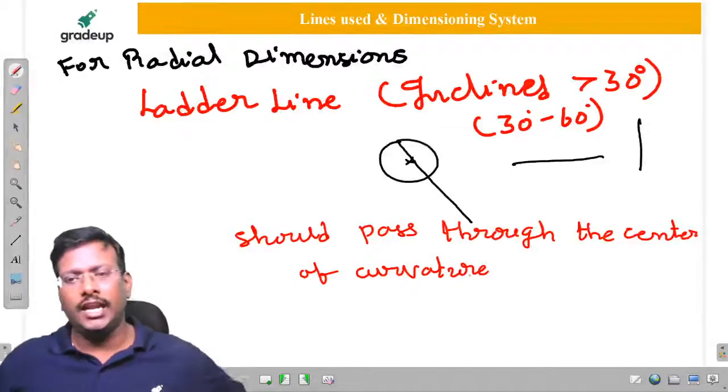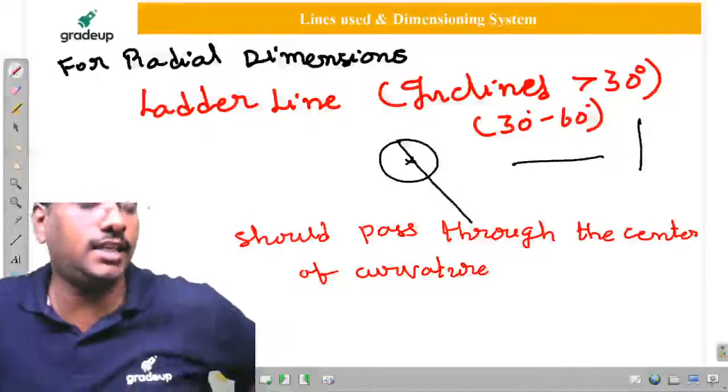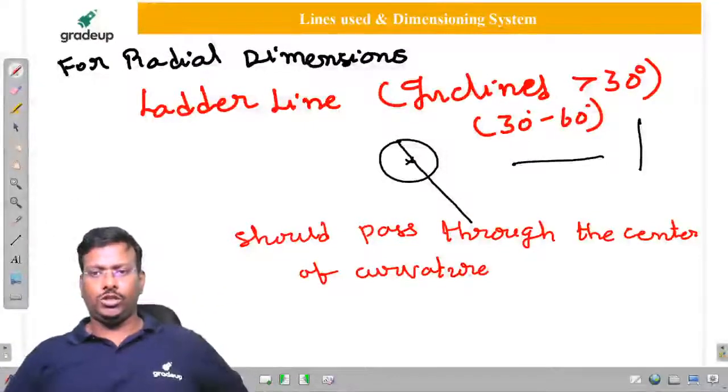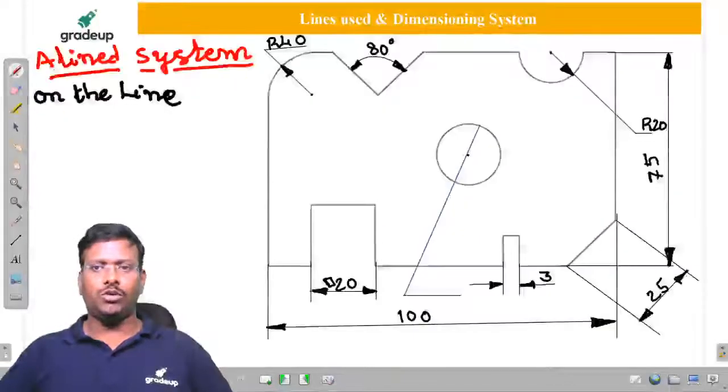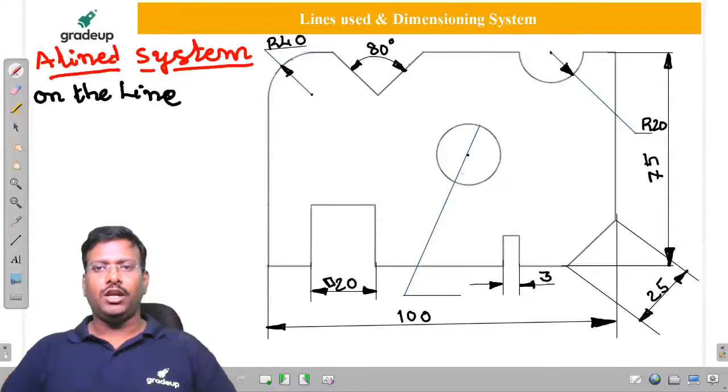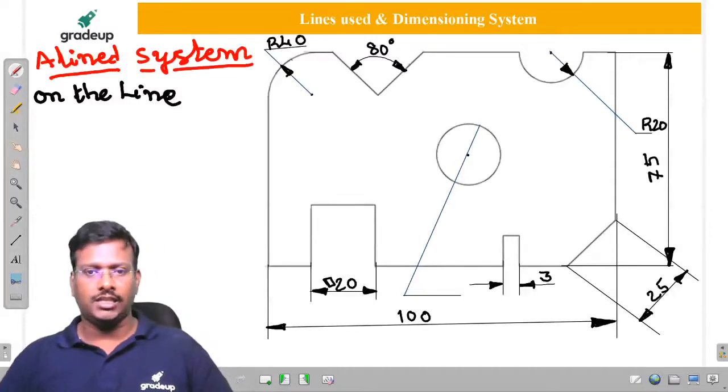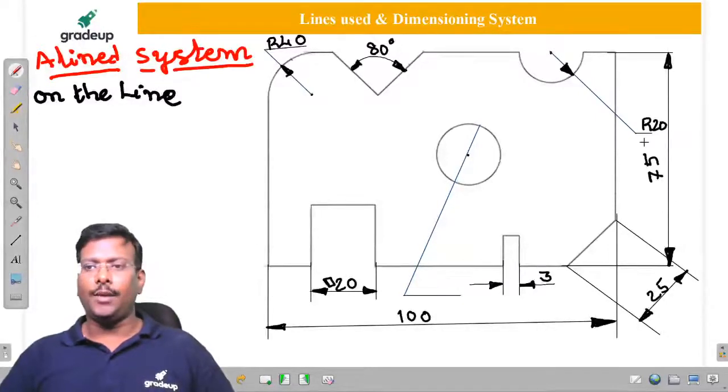Arc or a circle or semicircle, whatever it is, it is considered as a curve, for radial dimensions. So once if you draw like this, here if you observe, I drew more than 30 degrees, sir, but it is less than 60. Now, in this case, radius we have to mention as capital R.